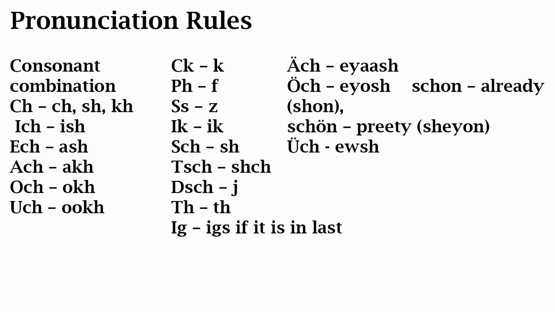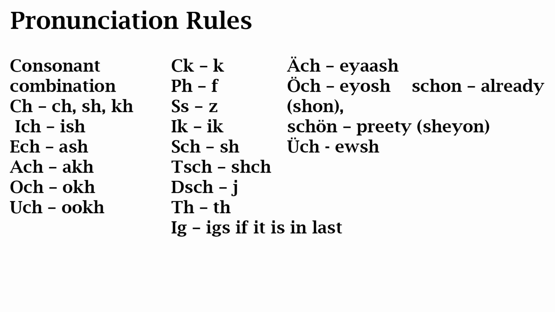IK is "eek". SCH sound is "sh". Again, SCH sound is "sh". Now TSCH. TSCH sound is "ish". Like we have a word, deutsch, D-E-U-T-S-C-H. EU is "oy", and TSCH is "tsch", so it is deutsch. IG: whenever you have IG at the end, you will pronounce it like "ee".